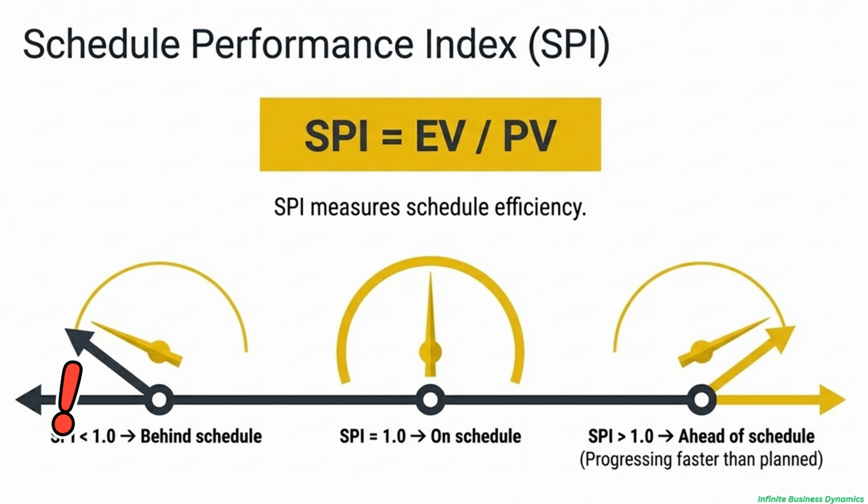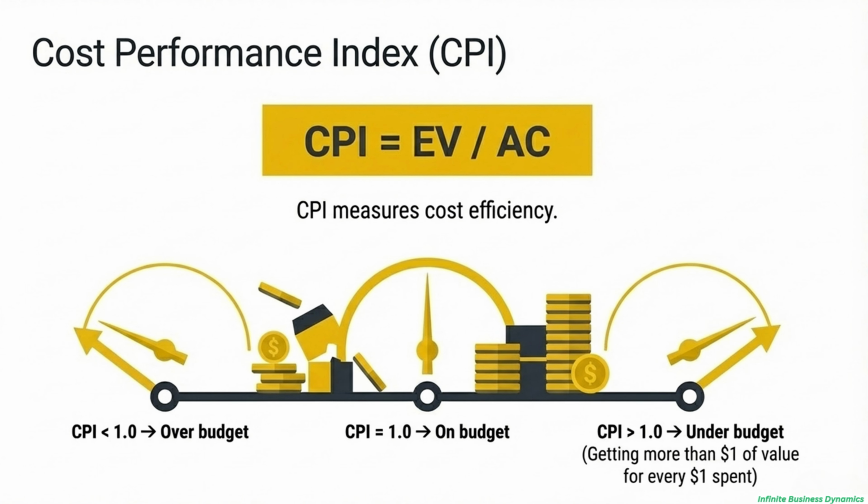If that result is less than 1, you're behind. If it's exactly 1, hey, you're perfectly on schedule. And if it's greater than 1, you're actually ahead of schedule, progressing faster than you planned. It's a beautifully simple and incredibly powerful metric.